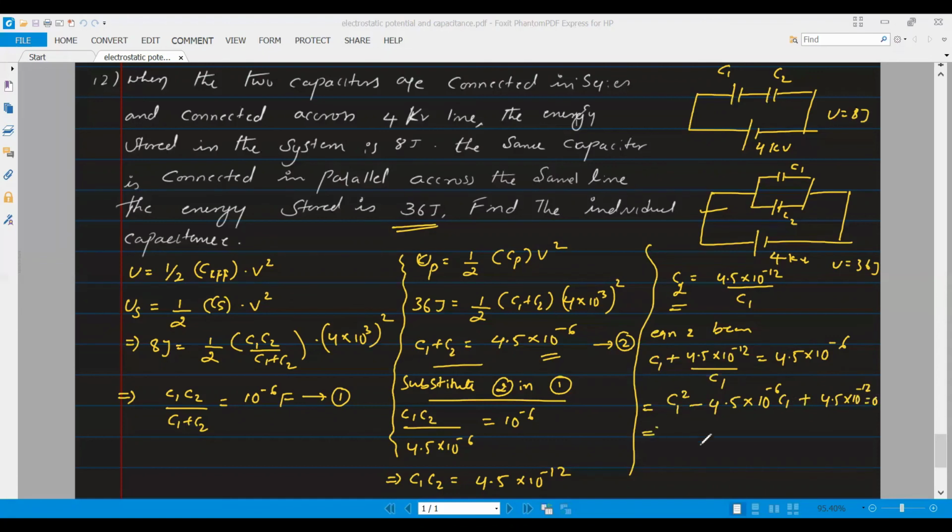If you solve for this, we will have the roots of this quadratic equation as 3 into 10 to the power of minus 6 and 1.5 into 10 to the power of minus 6. Okay. So C1 is equal to 3 into 10 to the power of minus 6 farad, and C2 can be written as 1.5 into 10 to the power of minus 6 farad.